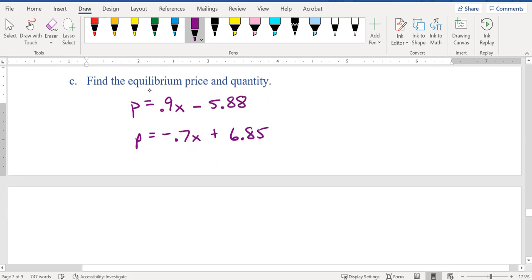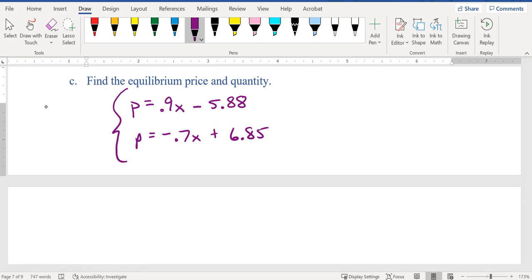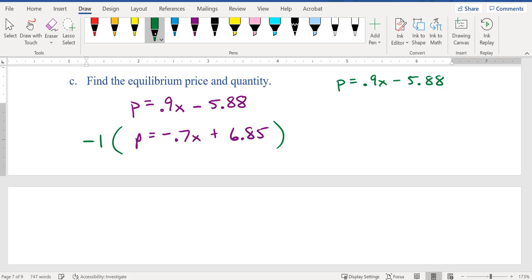My next task is to find the equilibrium price. So we need to solve this system. I'm going to do it by elimination. I have a 1p on the top and a 1p on the bottom, so I'm going to multiply the second one by negative 1. Leaving the first equation alone, 0.9x minus 5.88, and multiplying the second equation by negative 1, I get negative p equals 0.7x minus 6.85.